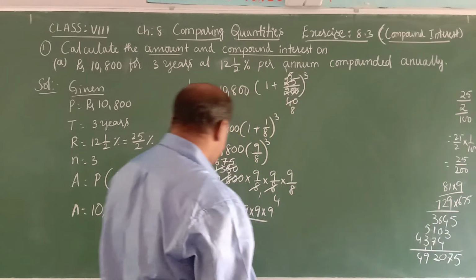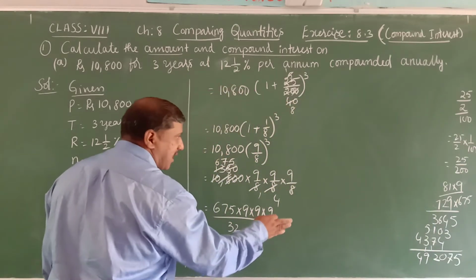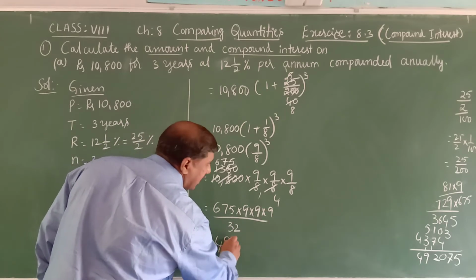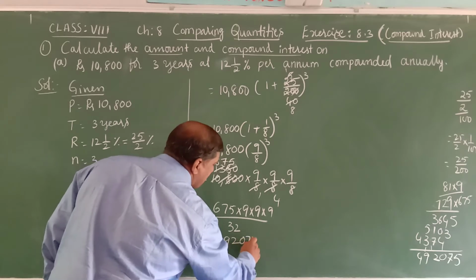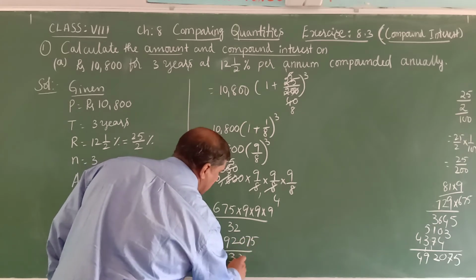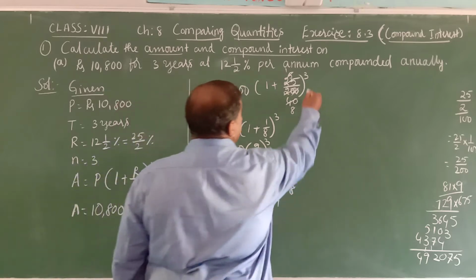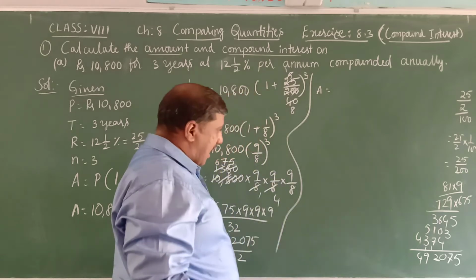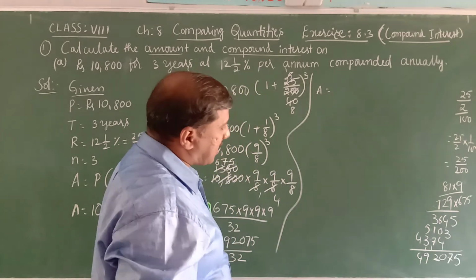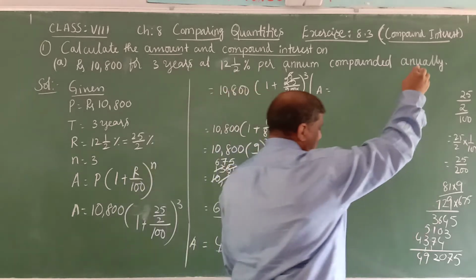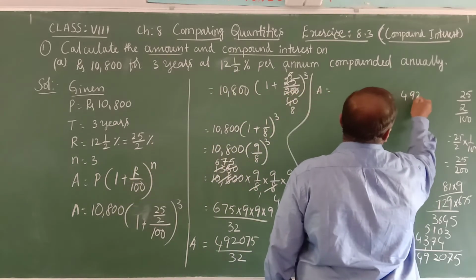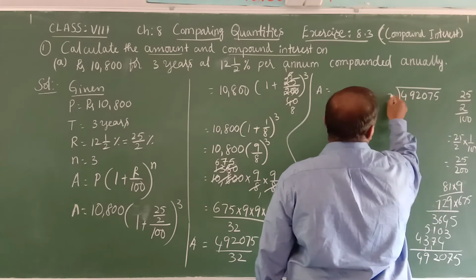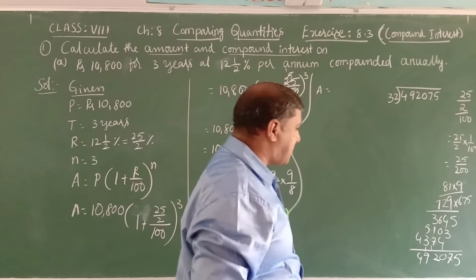So how much did we get here? By multiplying all those, we will get 4,92,075 by 32. Now divide that. Divide 4,92,075 by 32. Division. So it is 4,92,075 when it is divided by 32. So divide this with 32.